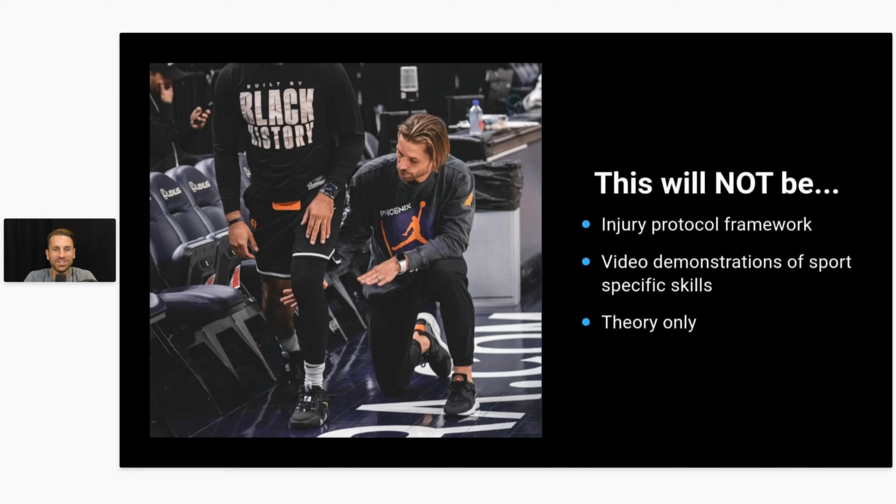And like I said, it's not going to be just theory. It's very important that we give you something practical here.